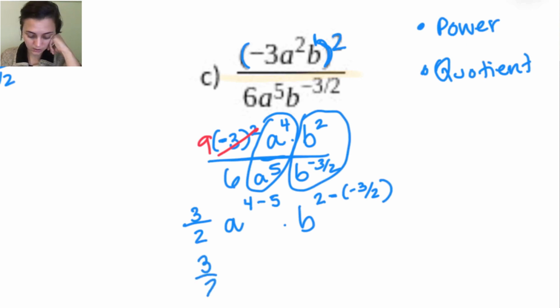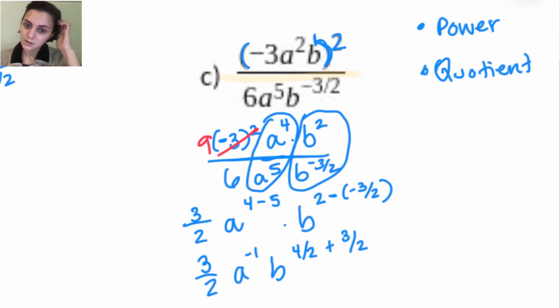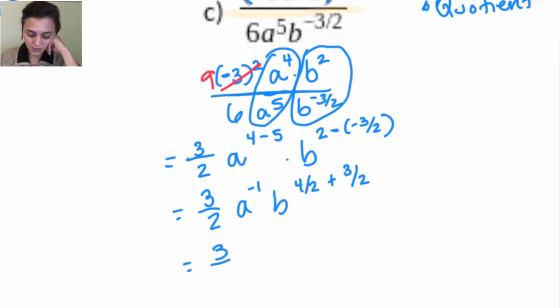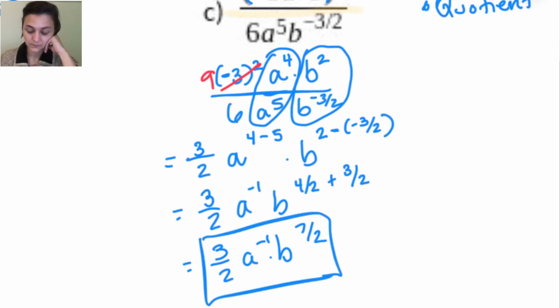So this becomes a to the negative 1. This is 2 plus 3 halves. I can write this as 4 over 2 plus 3 halves. I'm rewriting 2 as a fraction with a denominator of 2 to make it easier for me to add the fractions together. So this becomes 3 halves, a to the negative 1, and then 4 halves plus 3 halves is 7 halves. And that is the final answer.